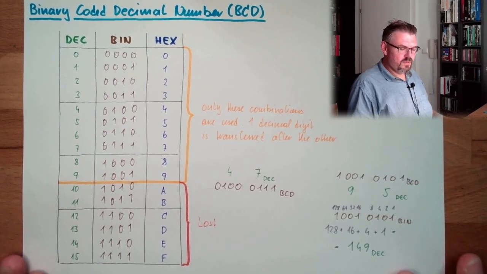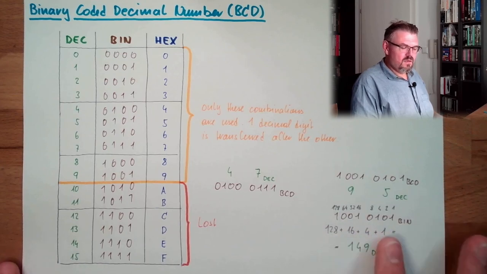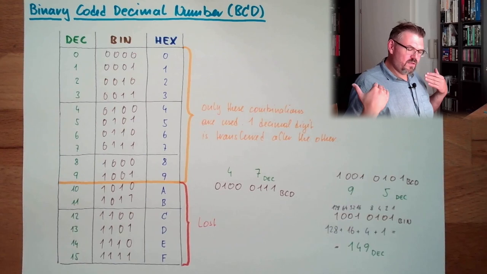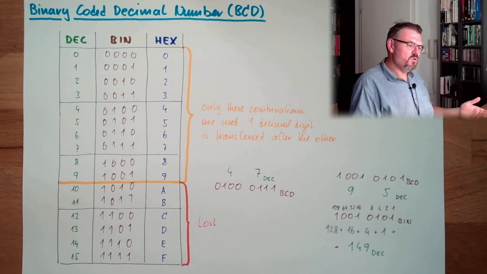And this is also indicating that with the same amount of digits, I can display simply more numbers if I'm using the binary system. However, I'm losing this one by one translation.